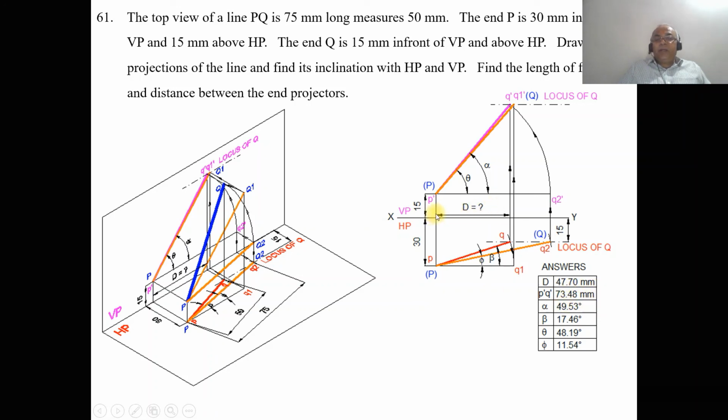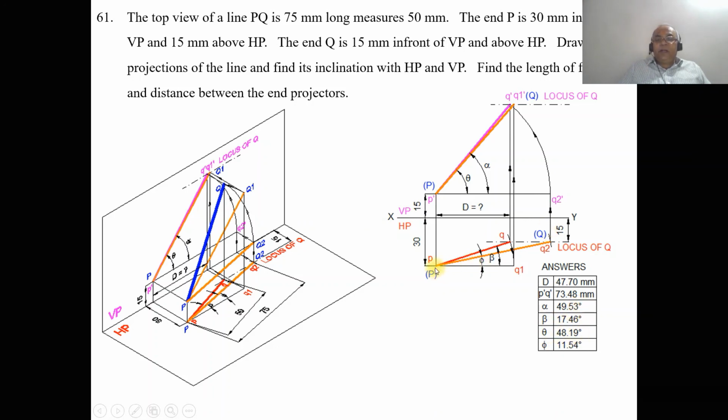And similarly, you measure the distance between the two end projectors, which will be 48 mm when you are doing it manually. When you are doing it on computer, it is 47.70. And by using the protractor, you measure the angle theta, which will be 48 degrees, and also alpha, which will be 49 degrees. But when you are doing it on computer, it will be 49.53, and this is 48.19.